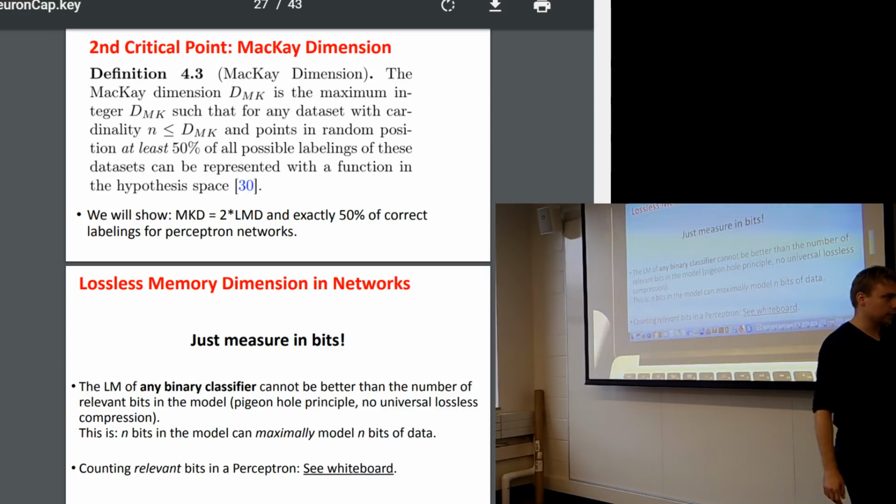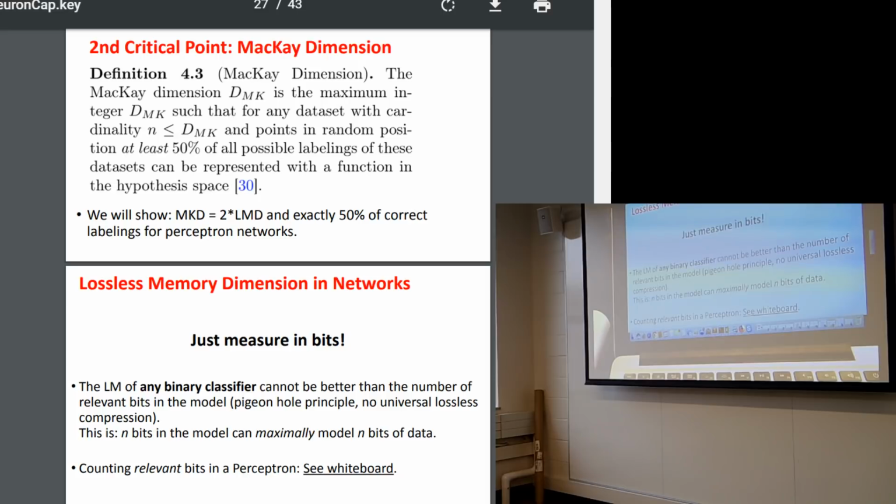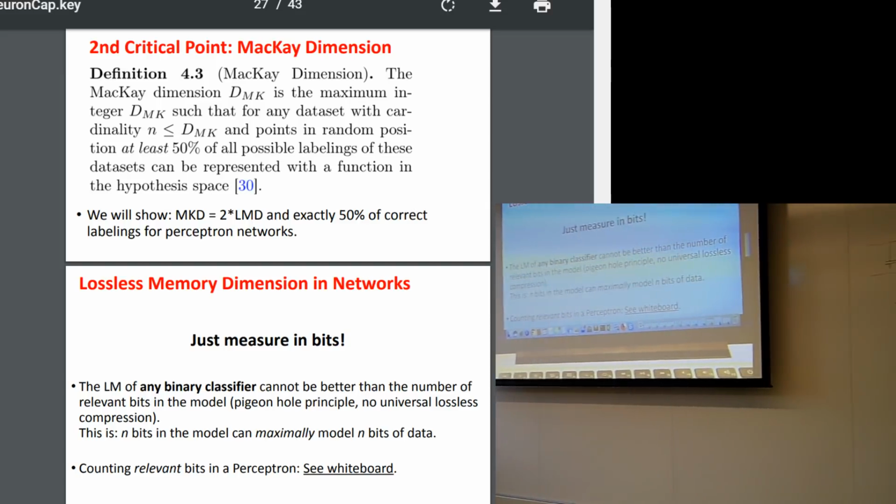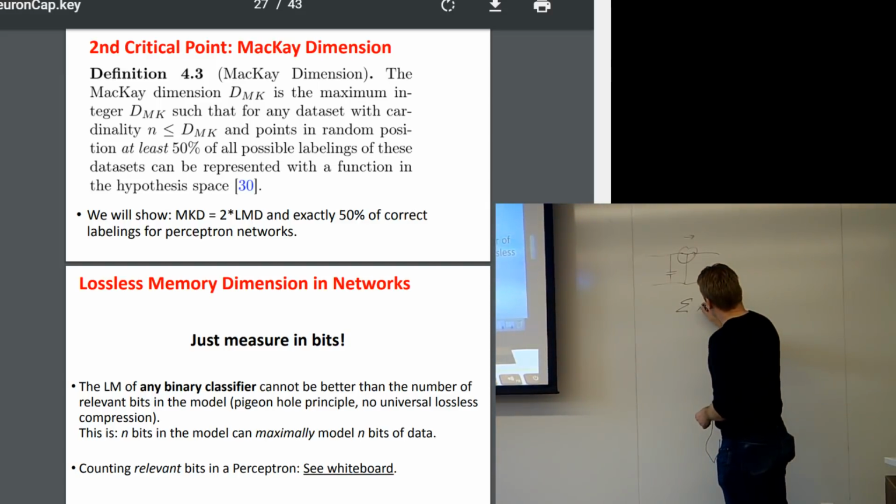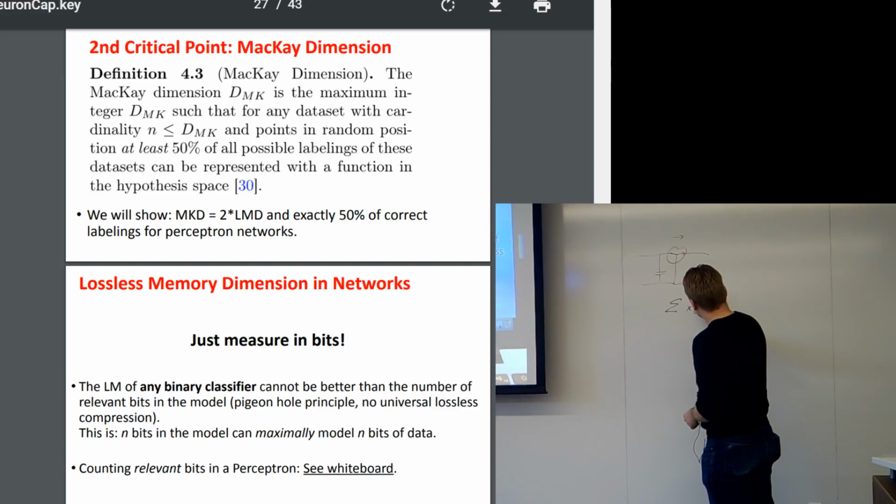The answer is we can only use one bit. And this is actually a very simple way of showing this. We have this dot product. Can you all see this? Okay. So in a single perceptron, we have this dot product, right? Which is just asking, are you greater than some threshold?